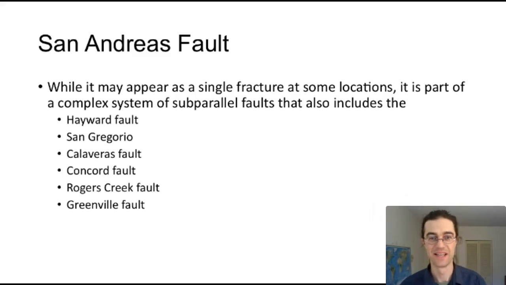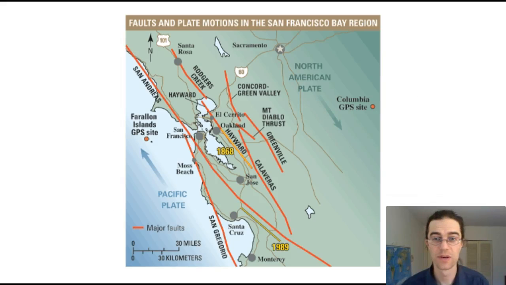And the Calaveras, right, fault, the Concord, the Rogers Creek, Greenville. Okay, so here we see a lot of those mapped out. Very importantly, the Hayward Fault running through the East Bay. There's Rogers Creek just north of that. Just to the east of Hayward, the Calaveras Fault. Here's Concord Green Valley. There's the Mount Diablo Thrust Fault. Over to the east further yet is Greenville Fault.